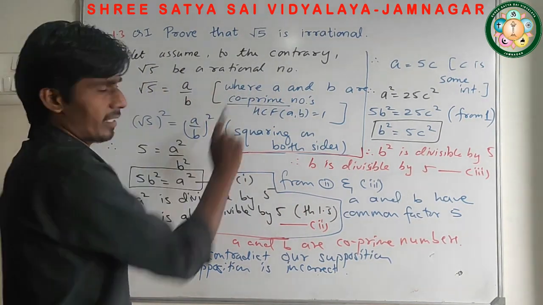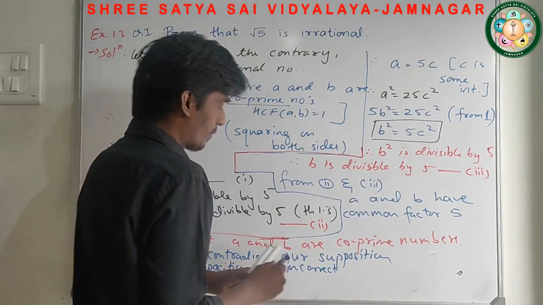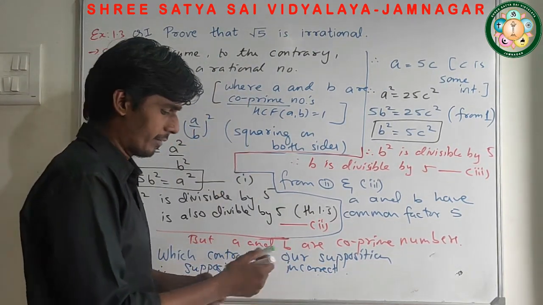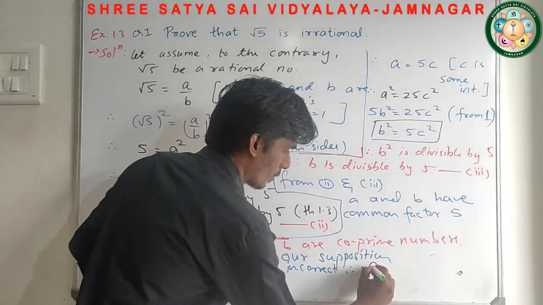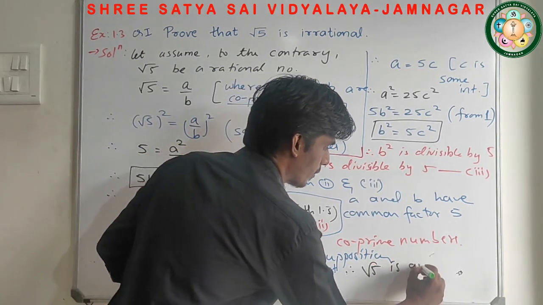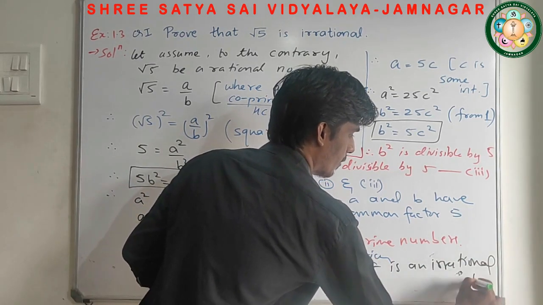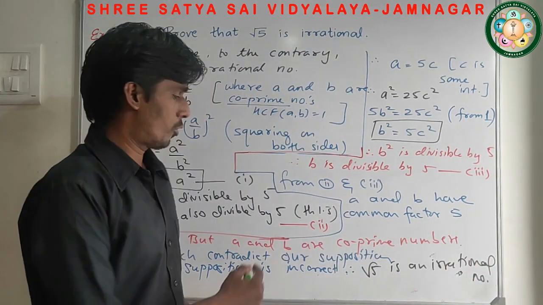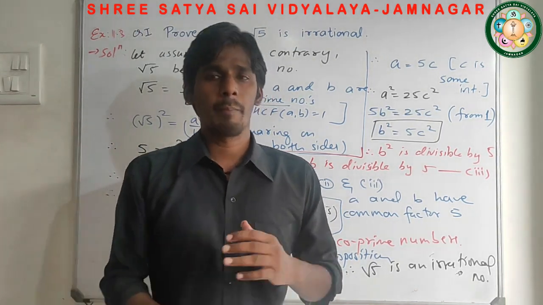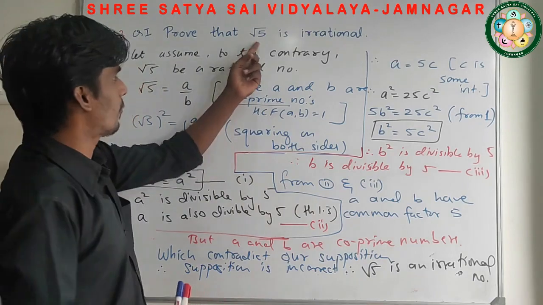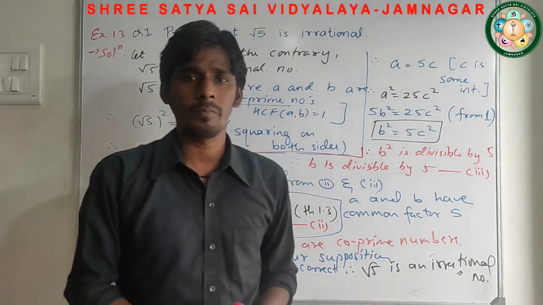See, what did we suppose? We supposed √5 to be a rational number. So now what happened? If this is not a rational number, then which number will it be? Therefore √5 is an irrational number. So this is the way we can prove it. It's a theorem only, theorem 1.4. But in theorem 1.4, instead of √5 they have given √2. This is the way you are going to prove it.